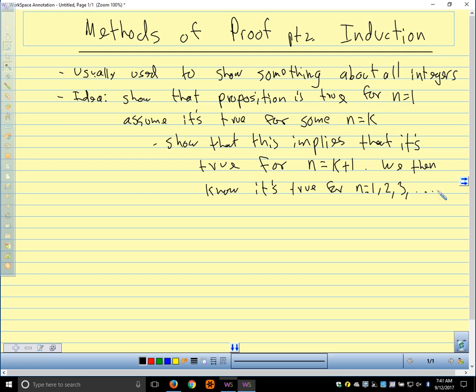So the visual for proof by induction is you set up your first domino, and you show that if you tip that domino, all the rest of them have to tip. That's kind of the idea. If it's true for one, then all the rest are going to tip.